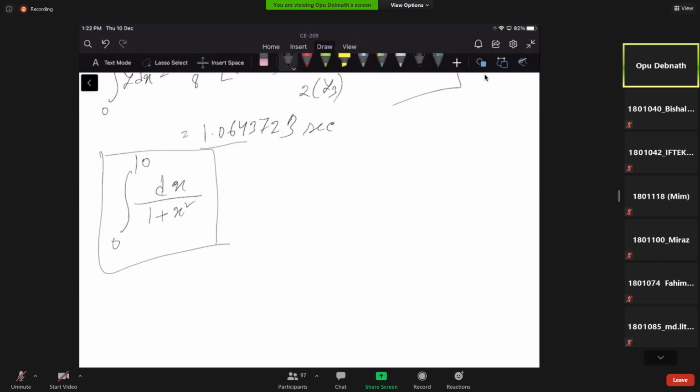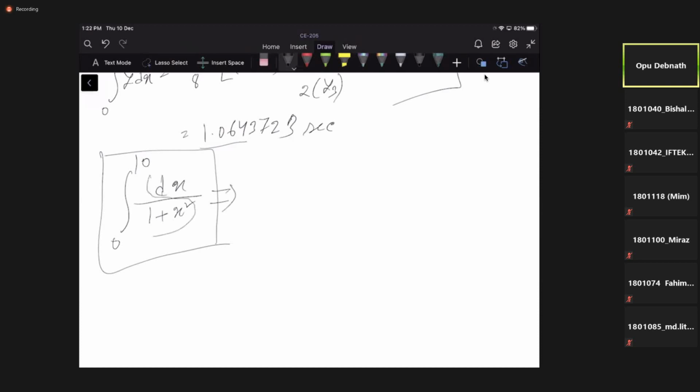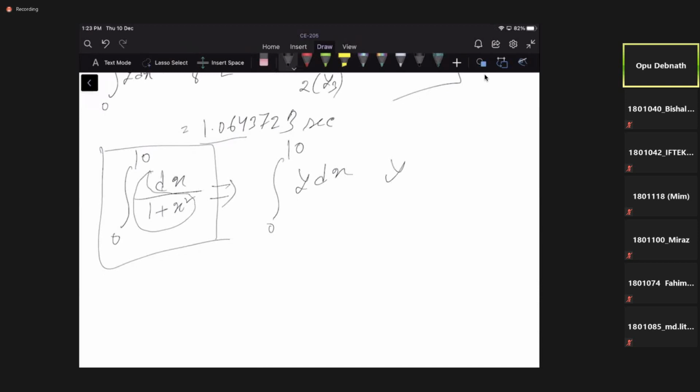Instead of following the normal calculus, we may also try this with the numerical method. So here my question may arise: okay sir, there is no specific x and y set of data, so how may we apply it? For these types of equations, you may consider this portion as y, the integration from 0 to 10 of y dx, where y is equal to 1 plus x squared.